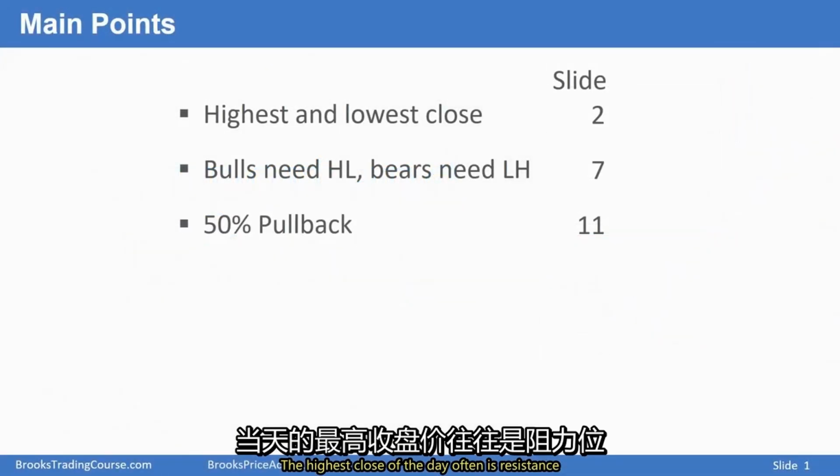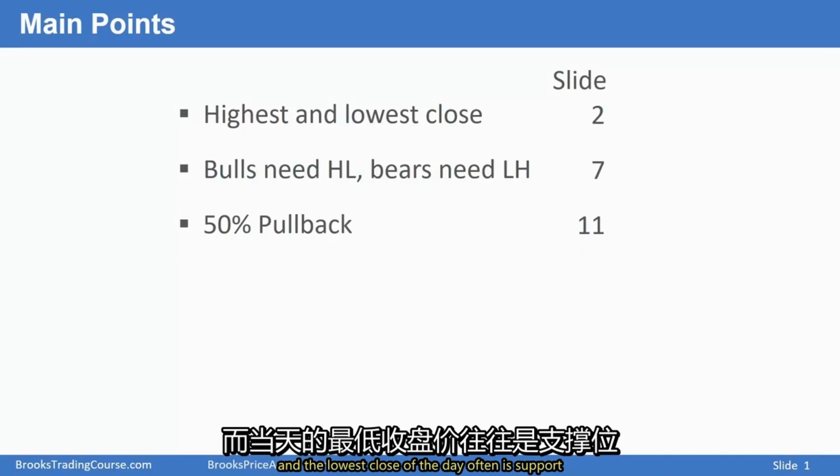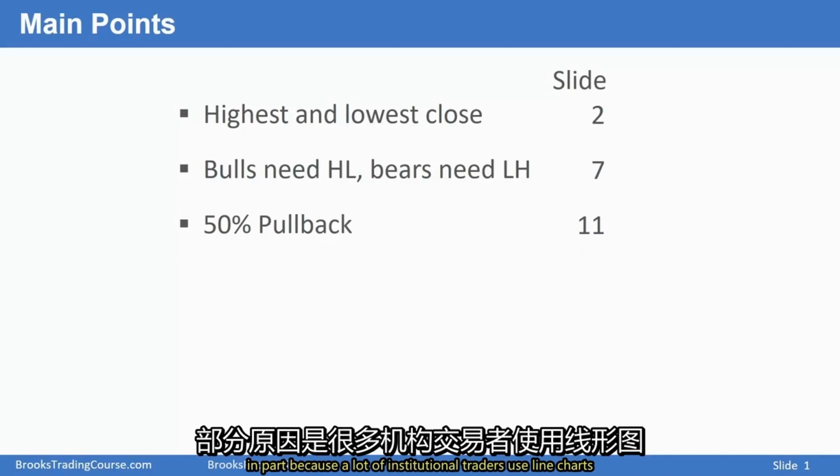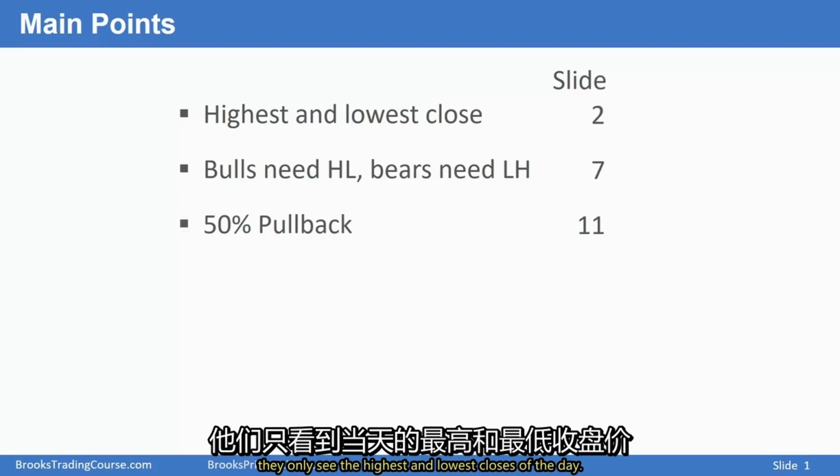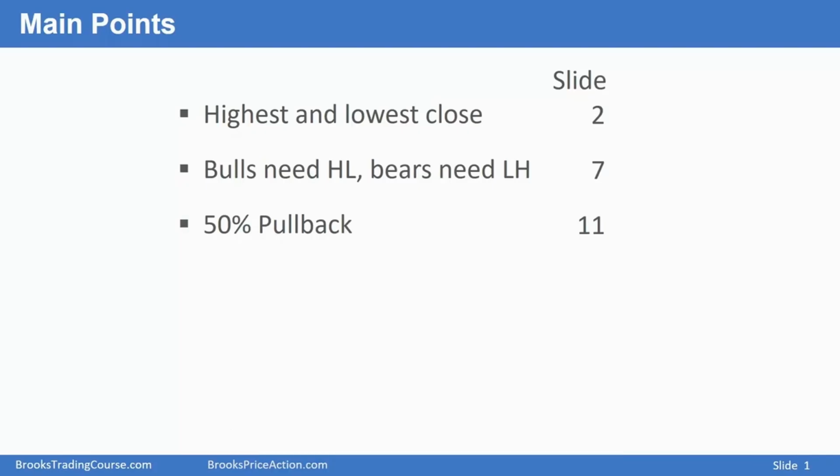The highest close of the day often is resistance, and the lowest close of the day often is support, in part because a lot of institutional traders use line charts, and they don't see the high of the day or the low of the day. They only see the highest and lowest closes of the day.